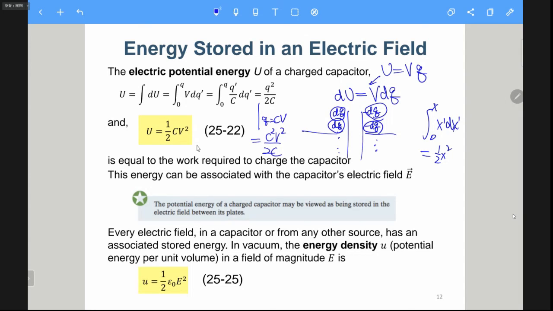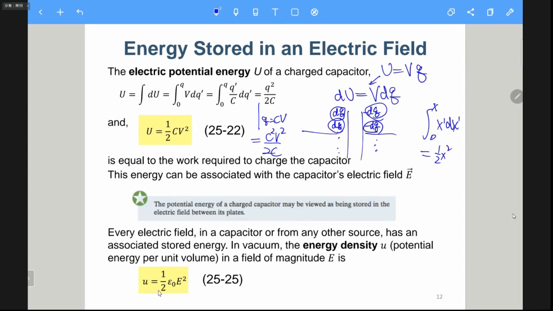From the circuit point of view, we seldom consider the charge, but this is a physics textbook, so it usually uses Q. But in circuit theory, we usually use lumped circuit elements like the current and voltage, or in this course we call it potential difference. Okay, so this is the energy stored in a capacitor.